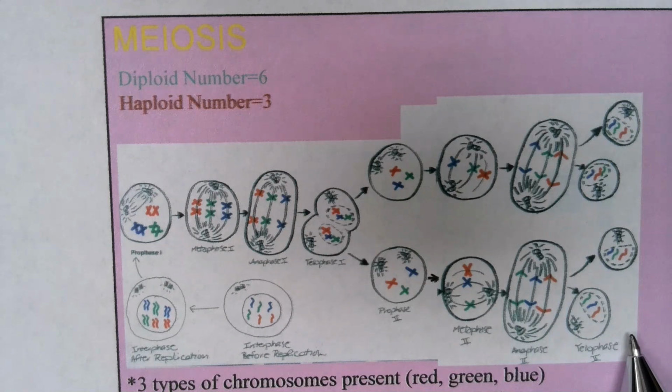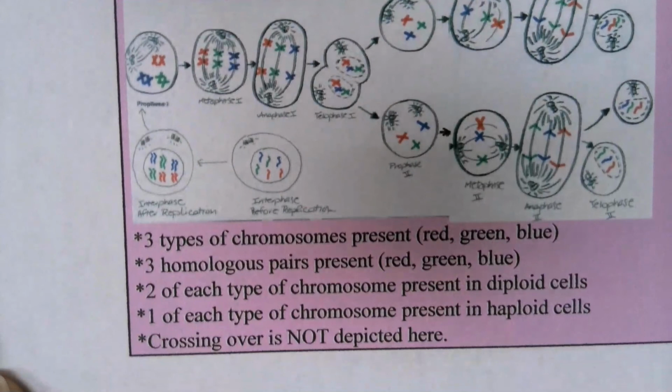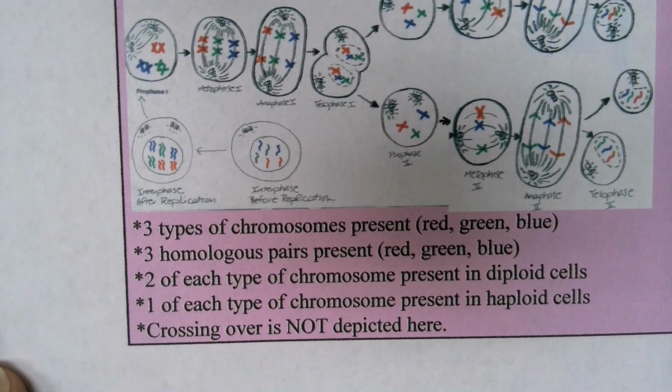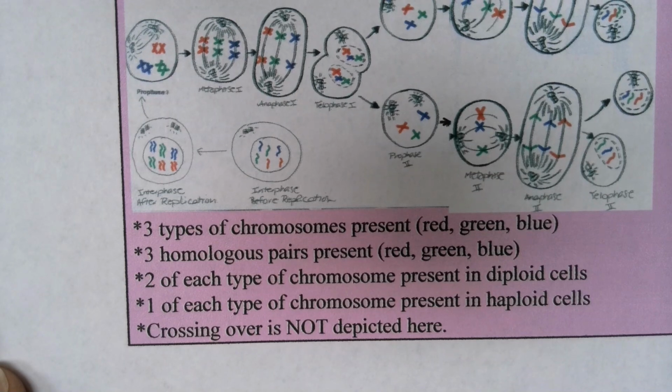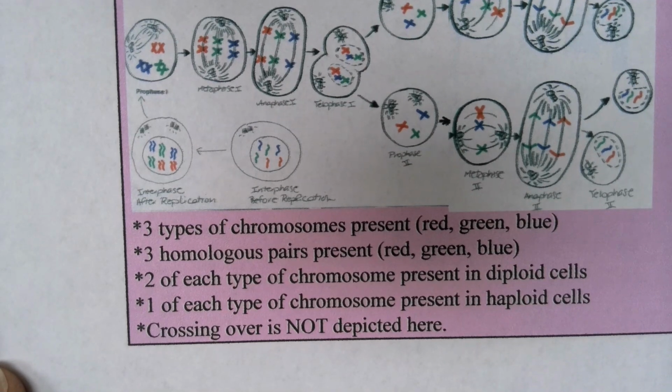Okay. Notice though they all look the same here, just to make this drawing simple, but crossing over might have occurred. And there's always going to be some genetic variation that we're not going to see really well in a diagram such as this. Okay. And then you've got some notes here. There are 3 types of chromosomes present, 3 homologous pairs present, 2 of each type of chromosome in the diploid cells, and once we get to the haploid cells, you've got 1 of each type. Okay, if you have any questions, let me know.